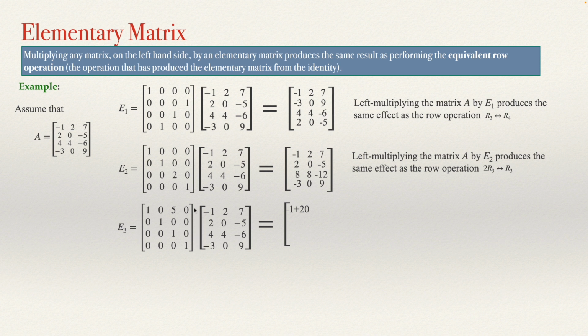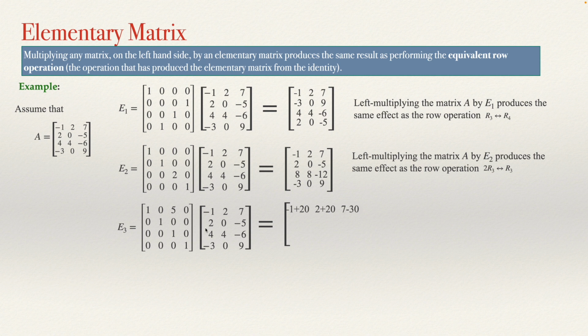If we multiply first row, second column, we'll have 1 times 2, 2. 0 times 0, 0. 5 times 4 is 20. So it will be 2 plus 20, and the other 0 multiplies 0, 0. So it will be 2 plus 20, the second element. When we multiply first row, third column, it will be 1 times 7, 7. 0 times negative 5, 0. 5 times negative 6, negative 30. So it will be 7 plus negative 30.